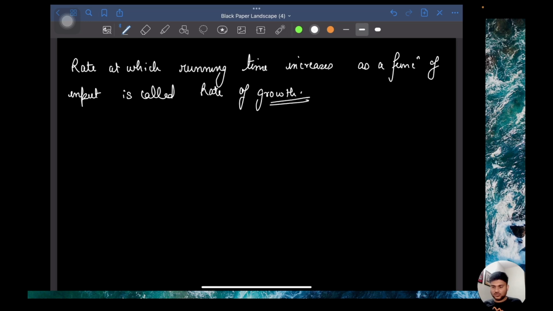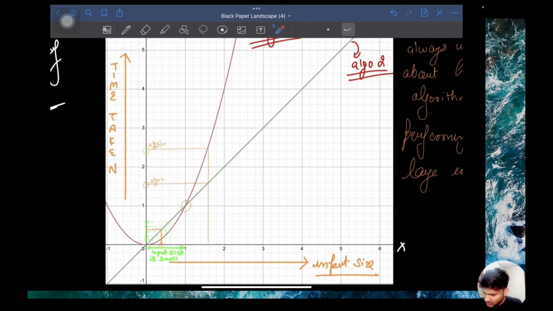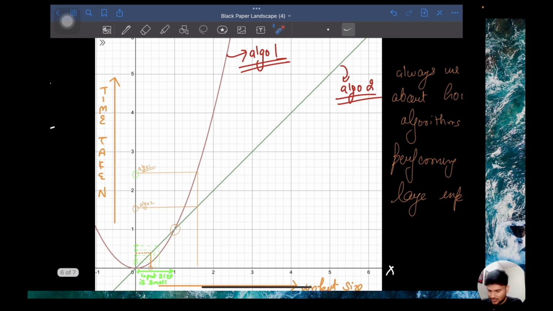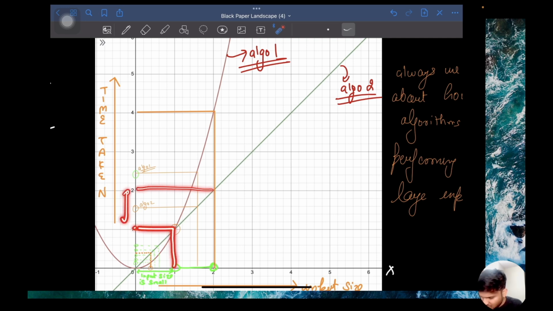So the growth means the increase with every small change in the input. Do you see how much change? Let me draw it like this. With a small change in input like this, if you carefully see, the change in time is extremely huge. See, this is the change in time, right? Whereas if you compare it with algorithm 2, the change is very less.